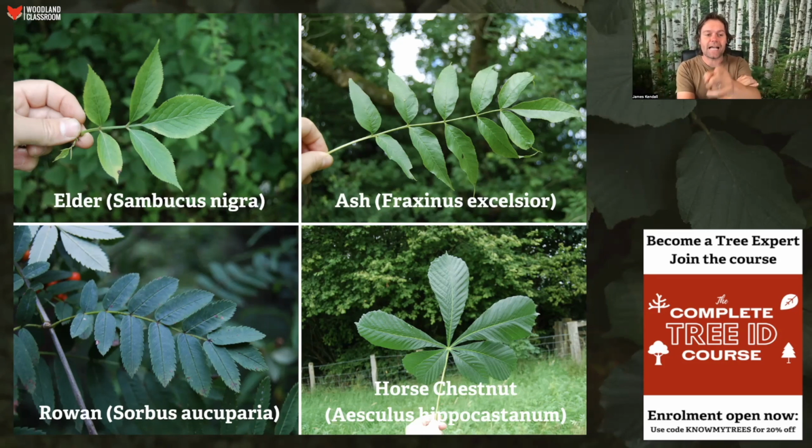We're going to go into ash, elder, and rowan in more detail later because they do look quite similar. But just to let you know, if you're seeing a compound leaf in the countryside, it's probably one of these four. Those are the main ones to look out for, okay? Cool. We'll go into the differences a bit later on.